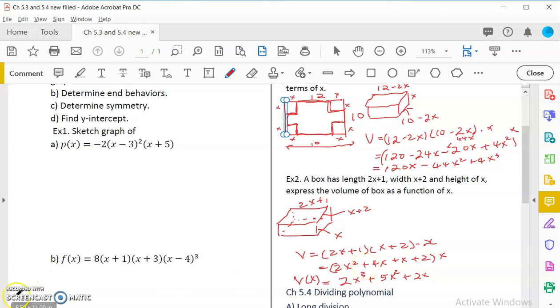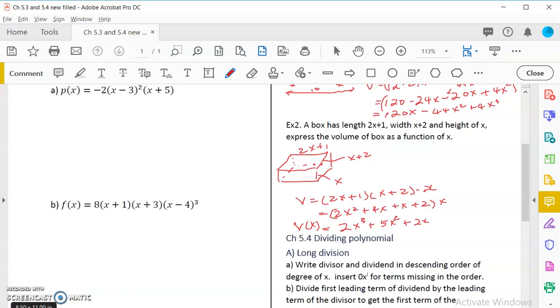Right. So that's all of 5.3. And we'll do 5.4, dividing polynomials, in the next video.